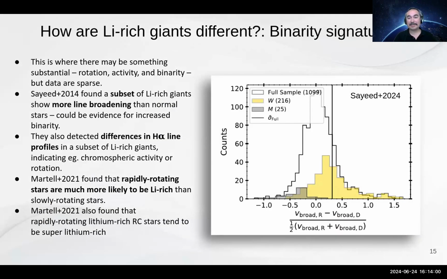That said, there are some hints at things that are different, particularly to do with line broadening, binarity, rotation, and H-alpha line profiles. For example, Zero Martel 2021 found that rapidly rotating stars are much more likely to be lithium-rich than slowly rotating stars, and there's more line broadening than in normal stars as well. The caveat is that this tends to be for subsets of the full lithium-rich giant samples in each of these studies. We probably need more work on this. I think this is really an active area of research that needs to be continued.